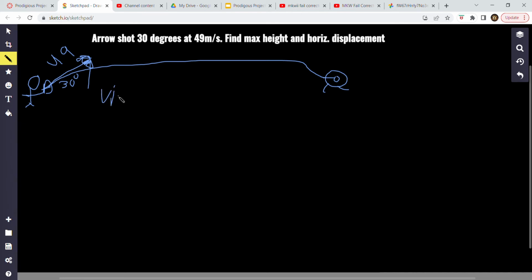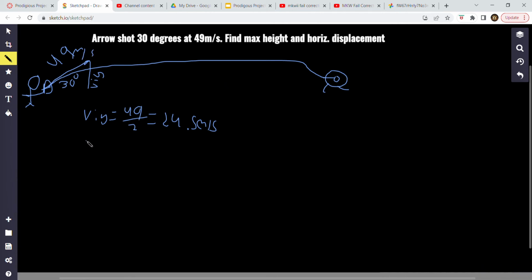So we're going to get the VIF. Remember, this right here is VIF for the y. No, VYF, sorry. Oh my goodness, what am I doing? VIY. That was embarrassing. VIY is equal to 49/2, which is really just 24.5 meters per second, because this is acceleration. Let me just add that up there.